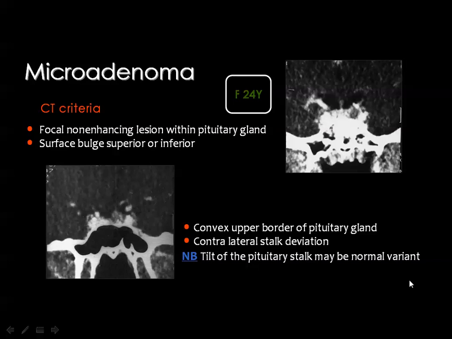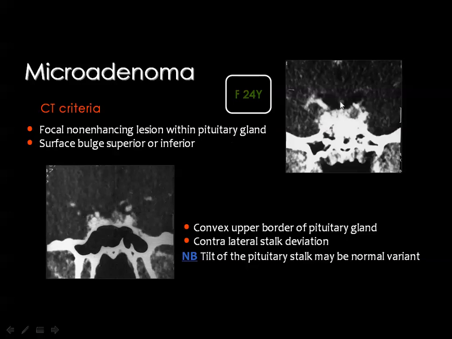Before the era of MRI, we had some CT criteria for the diagnosis of pituitary microadenoma. This CT criteria included the focal non-enhancing lesion within the pituitary gland, like this lesion.